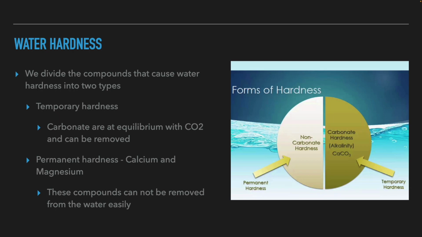The second type is permanent hardness. Permanent hardness refers to the amounts of calcium and magnesium. These compounds cannot be removed easily from the water and will require special treatment to do that.